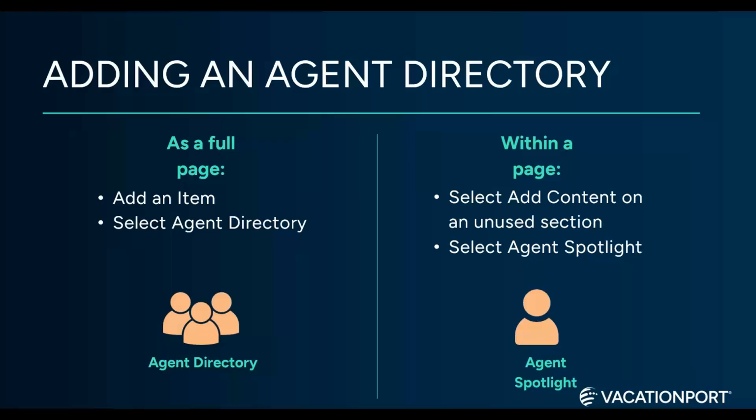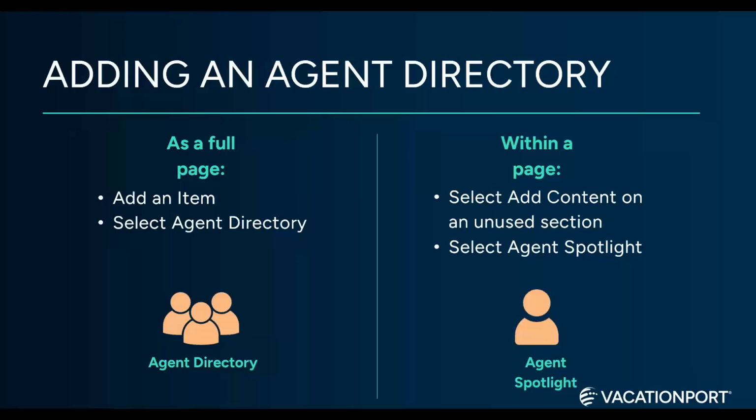The simplest way to add an agent directory is to add it as a dedicated page. So within your NexCite admin area, from your sitemap, select the option to add an item. This is the same item you would normally use to start a new page. And then when you're on your next step and you're choosing what type of item you want to use, you'll want to make sure you select the agent directory option. Using this method is best if you want to show a list of advisors, but don't need to add any other content on the page.